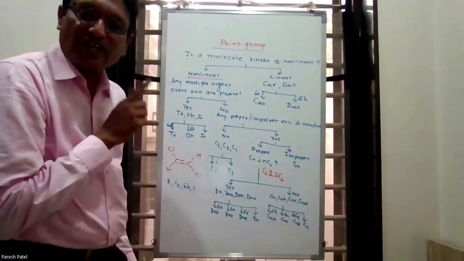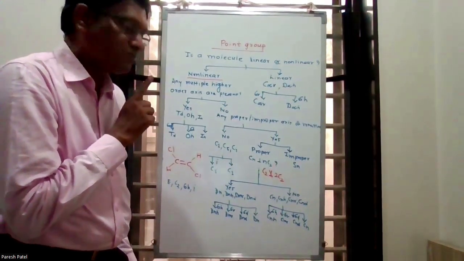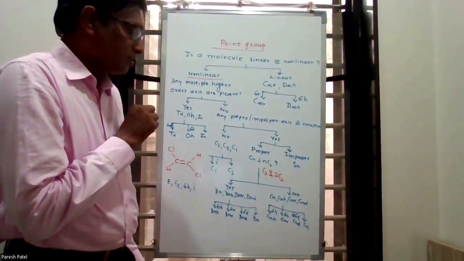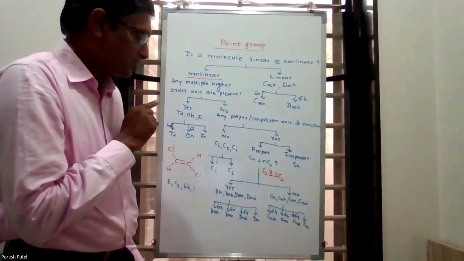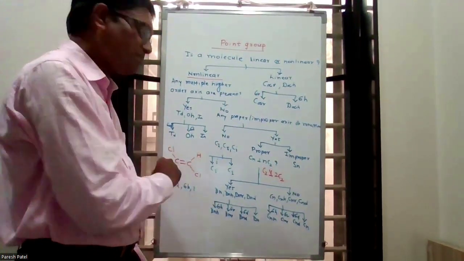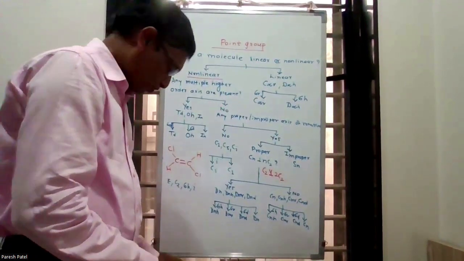Why? The trans-dichloroethylene molecule consists of a principal axis of order equal to 2. It means the point group may be C2, C2h, C2v, or C2d. But here sigma h is present. It means the point group is C2h.